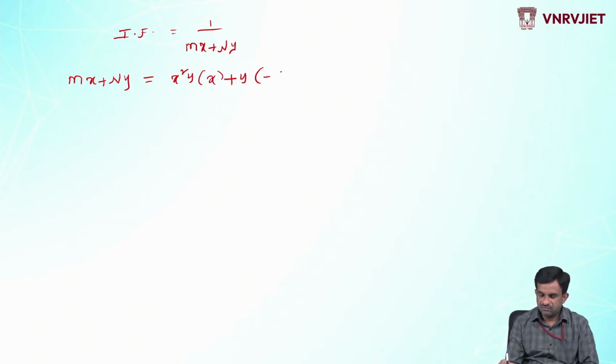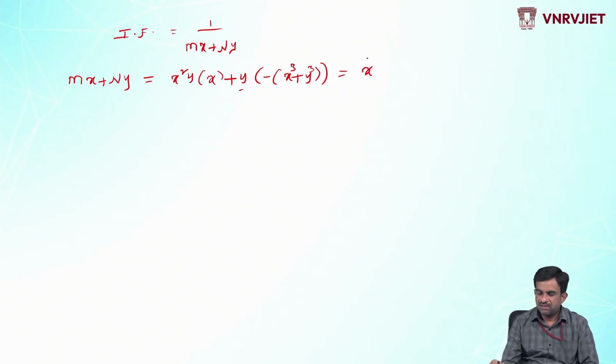1 by (Mx plus Ny). Before calculating 1 by (Mx plus Ny), let us calculate Mx plus Ny. M into x, where M is x square y, plus N into y, that is minus of (x cube plus y cube) into y.